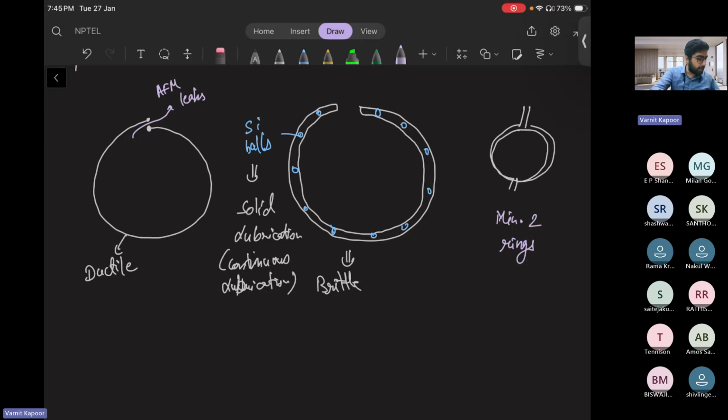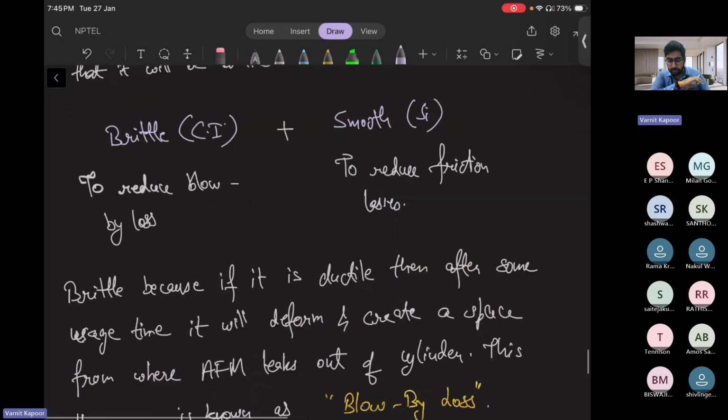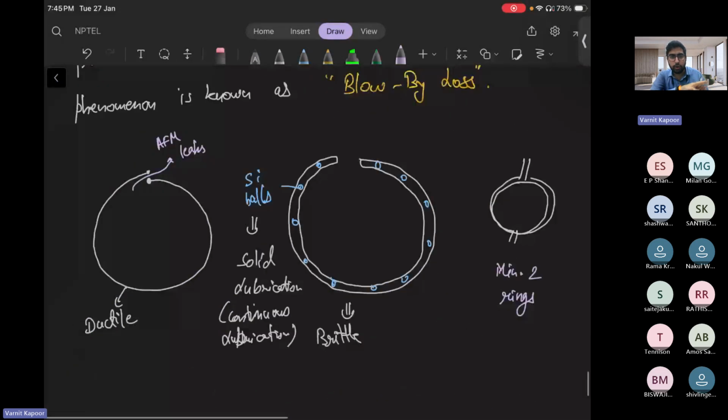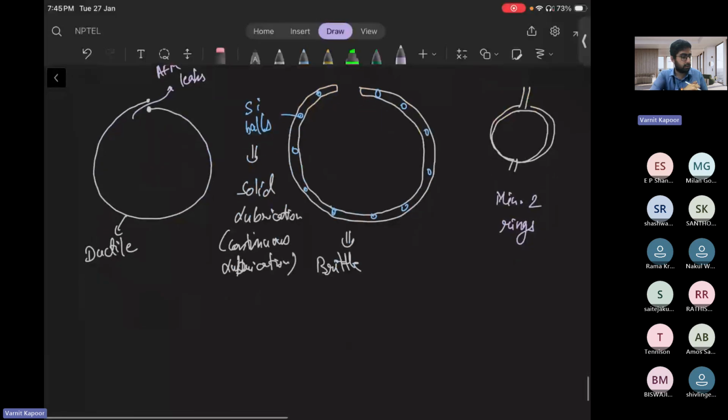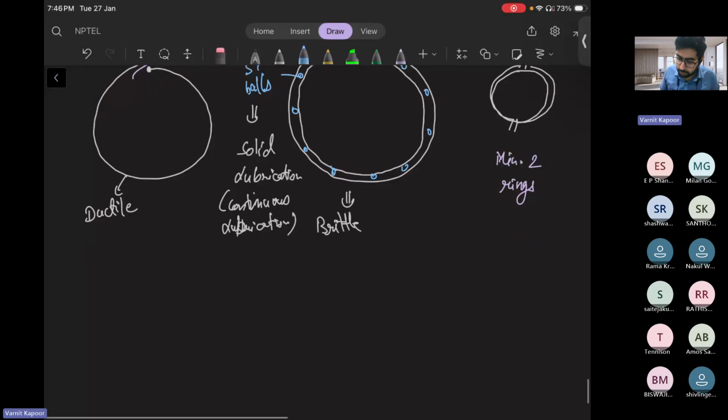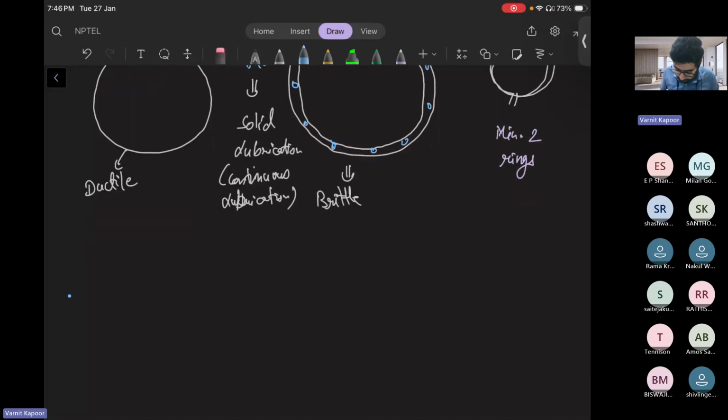All right. Any doubts still for understanding the piston rings? I hope I have made it very clear. Any doubts? No doubts? Okay. Now let's come to the stroke. So all the components are complete. Now let's come to the definition of stroke.